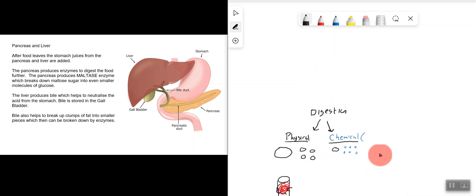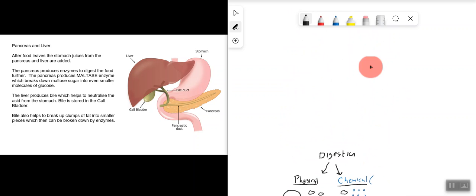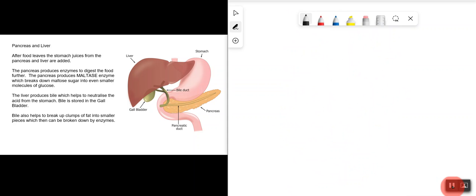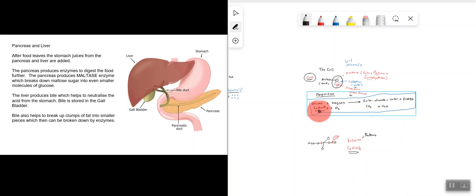And if we remember, this is glucose. This is what the body will use to carry out respiration and to make energy for the body. So maltose sugar is broken down into even simpler molecules of sugar called glucose, and the body uses this glucose to make energy. The liver then produces bile, which helps to neutralize the acid from the stomach.